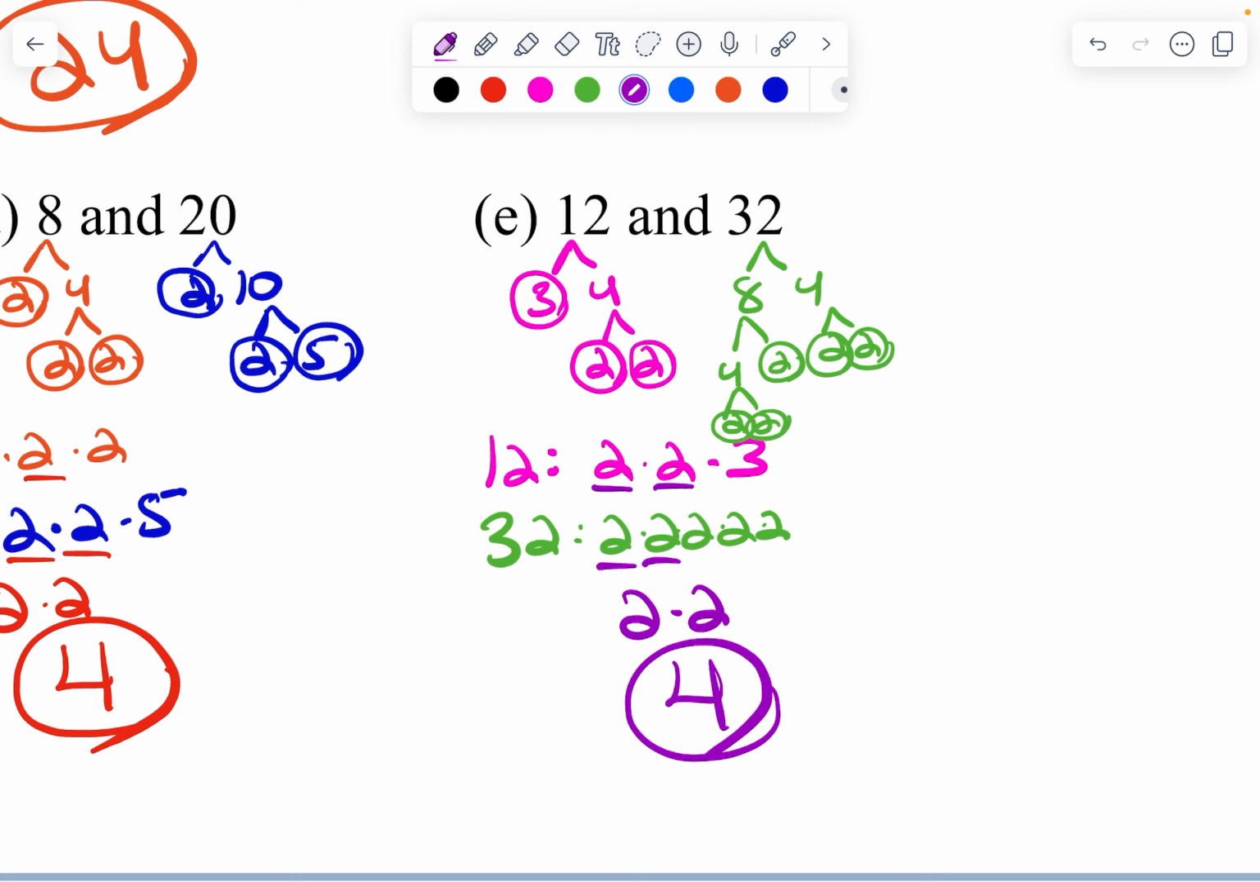All right, so please be careful understanding the difference between greatest common factor, right? What can divide into your given numbers here, versus least common multiple, which is a value that your numbers can divide into. Please let me know if you have any questions or concerns.